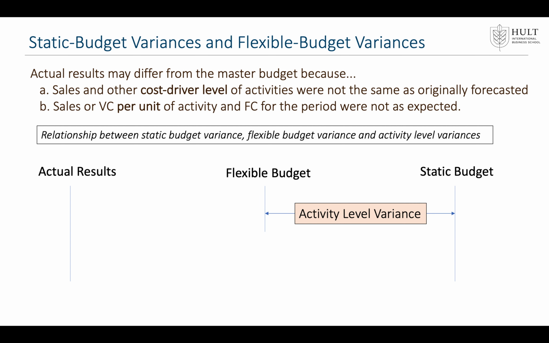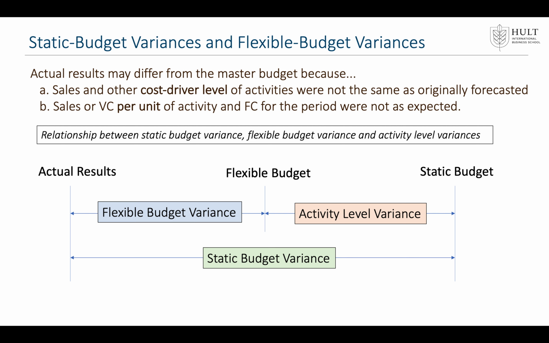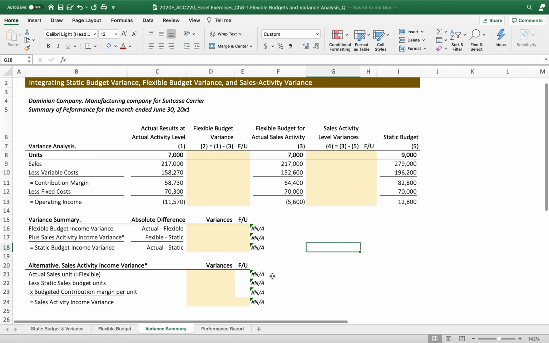The flexible budget and the static budget have a different activity level. Also, the flexible budget and actual result differ in terms of cost, because the flexible budget and actual result share the same level of activity. So there is the flexible budget variance for the cost part, and then the activity level variance because of the different level of activity. The sum of these two is the static budget variance. Now let's go to the Excel exercise.